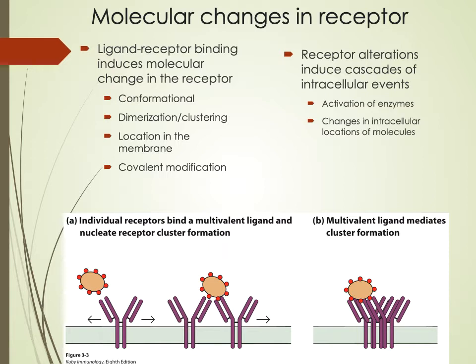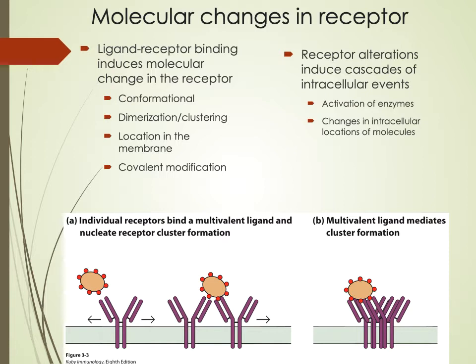So ligand receptor binding can induce molecular changes in the receptor. Again, these are principles that you would have learned in cell bio. There can be conformational changes that can occur. We can actually get dimerizing or clustering that can happen.